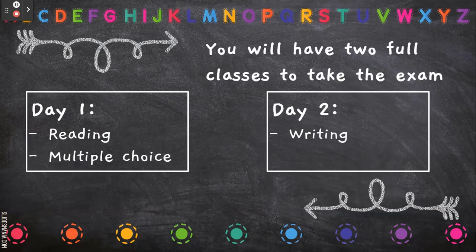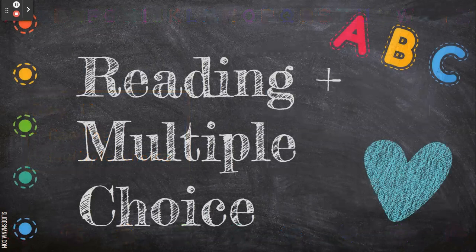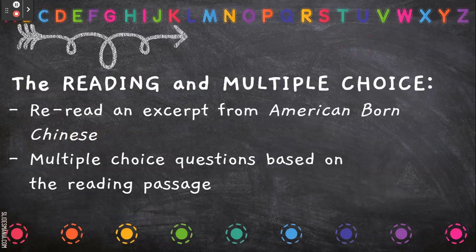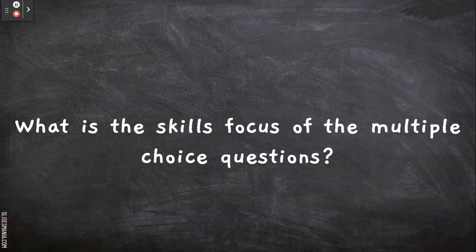You have 2 full classes to take the exam. Day 1 is about reading and multiple choice. Day 2, you should be completing the writing. So let's look first at the day 1 stuff. That is reading and multiple choice. You're going to reread an excerpt from American Born Chinese and answer multiple choice questions based on that reading.